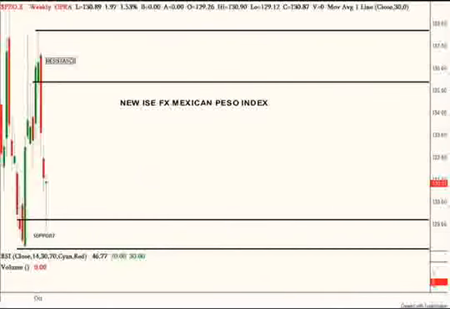This is the new ISE FX option, Mexican peso index. All right, so notice down here at around 129 or so, there were a couple of candles that based for a period of time, followed by an explosive rally. We had a couple of weeks in a row. This is a weekly candle again. We had a couple of weeks in a row where, for whatever reason, and believe me, folks, at this point in time, I couldn't tell you what the reason was for that explosive rally.